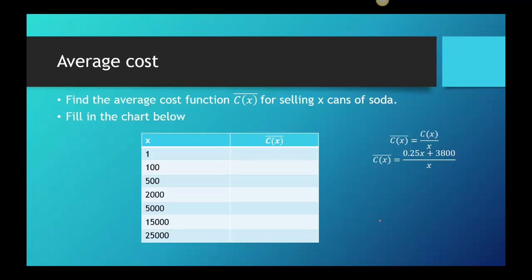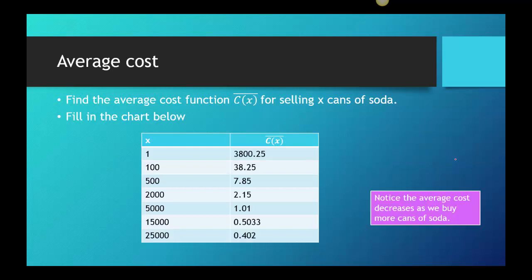All right, so let's talk about a new concept, which is average cost. An average cost is I take the cost and I divide by how many items I sold. So here I have my normal cost function, I divide by x. So here's my 0.25x plus 3,800, the cost for the vending machine, and divide by x, the number of cans that we bought. I actually put this into my graphing calculator. If you do put it into your graphing calculator and use the table, it's really important that you put parentheses around it so that you get the right answer.